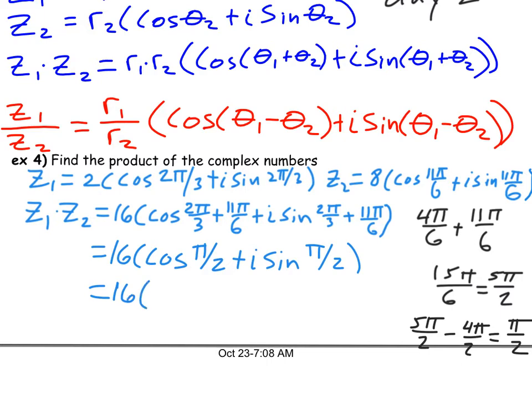You know, what's cosine of pi over 2? Well, that's 0. What's sine of pi over 2? That's 1. And then basically I distribute the 16. There is no real component anymore. And all that's left is the imaginary component, which is 16i. Okay? So strictly an imaginary number, just 16i.